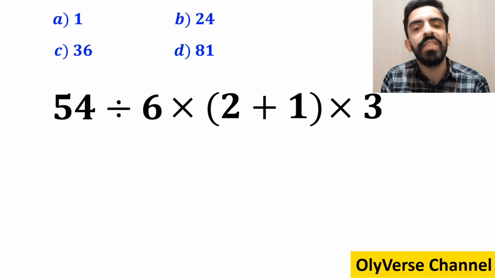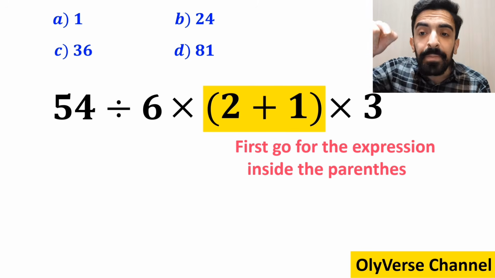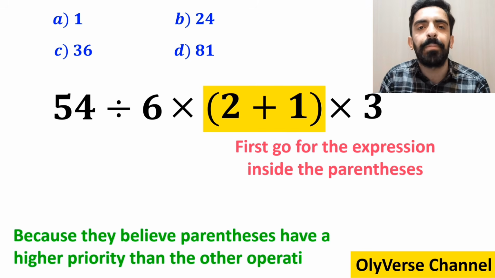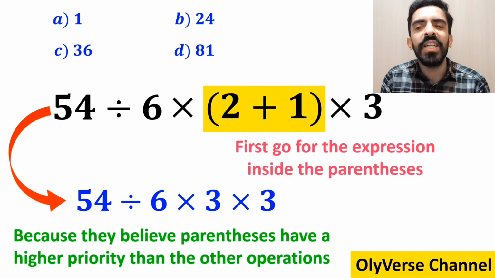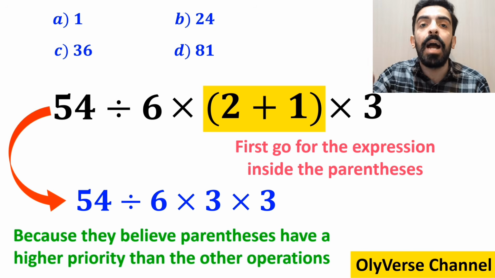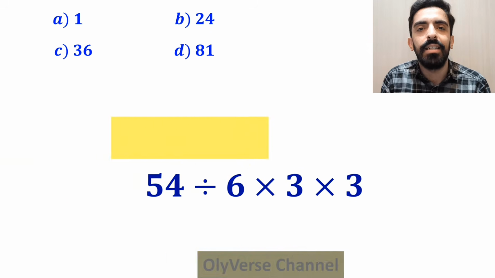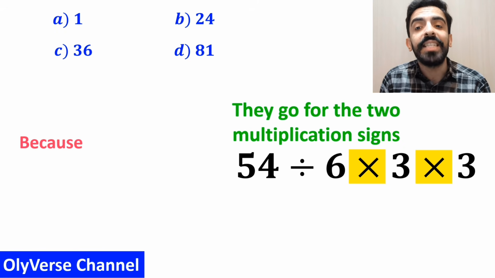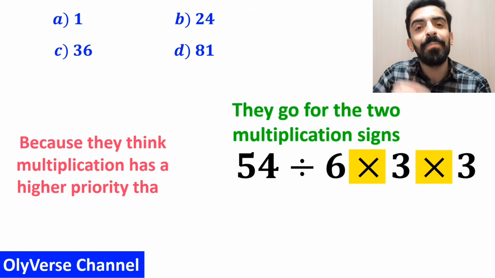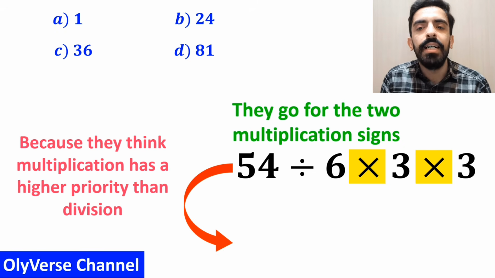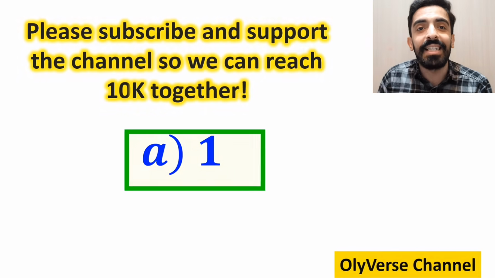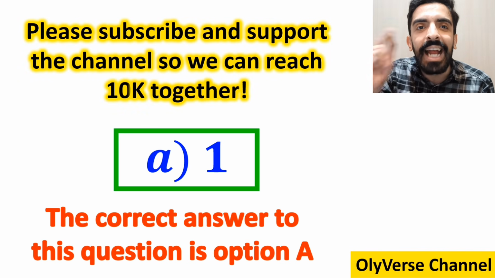Many people, when trying to solve this question, first go for the expression inside the parentheses because they believe parentheses have a higher priority than the other operations. So, they simplify this expression to 54 divided by 6 times 3 and again multiplied by 3. And the next step, they go for the two multiplication signs that I've highlighted in yellow because they think multiplication has a higher priority than division. So, instead of this expression, they write 54 divided by 54, which finally gives them the answer 1. And they conclude that the correct answer to this question is option A.